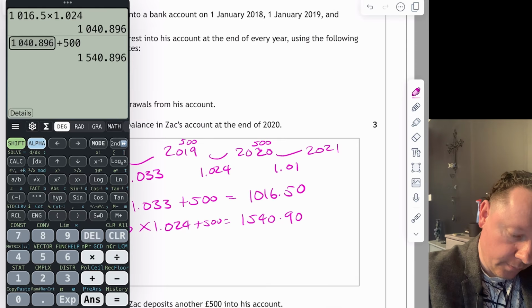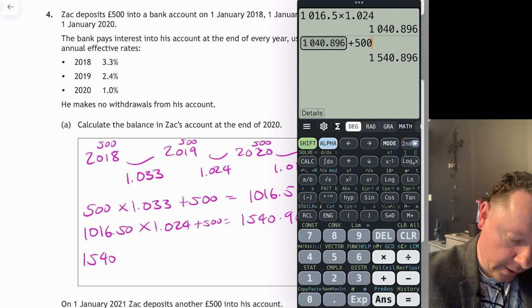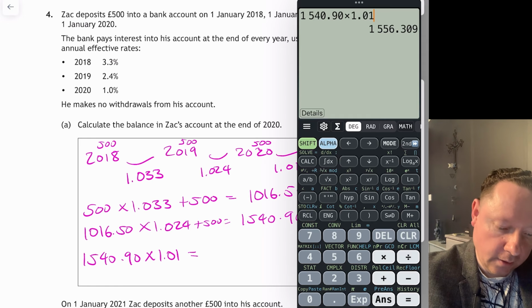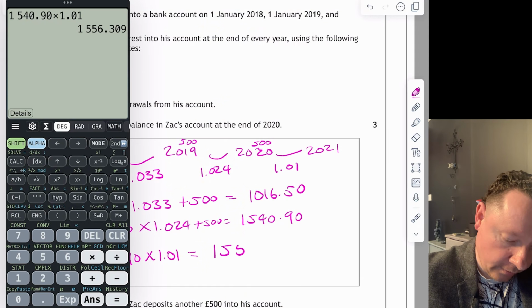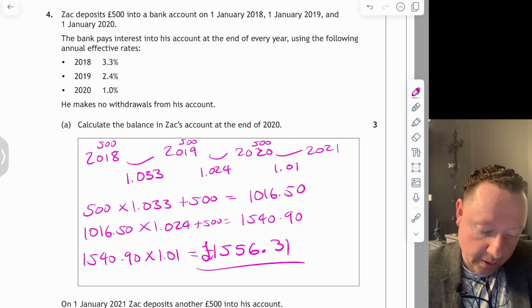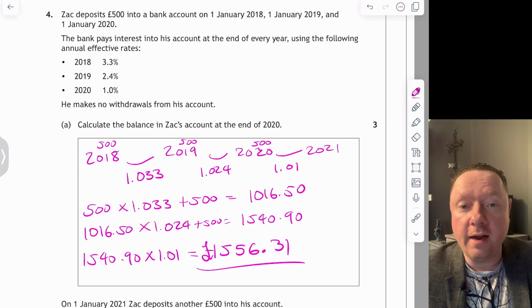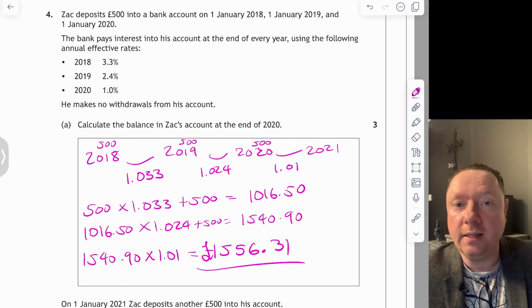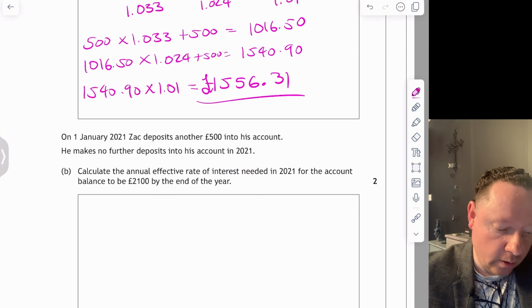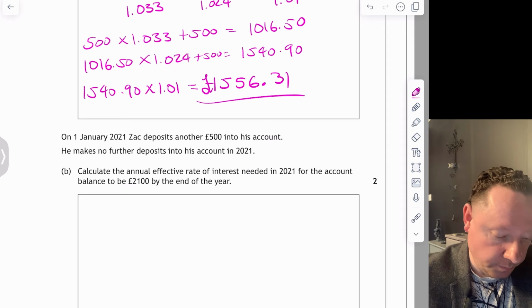And then we start again. 1540.90 times 1.01 is 1556.309, so 1556.31 to 2 decimal places. Just note the mark scheme of this, the SQA decided it to be 1556.30 instead of 31, but they did say 31 would be an acceptable answer due to rounding, so I think the rounding's fine.